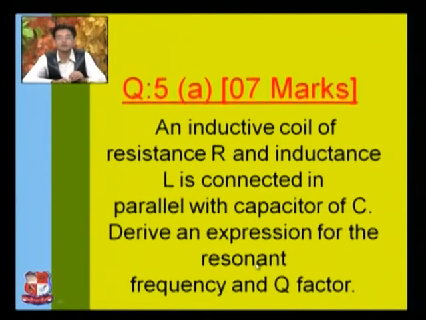Now the next question is: an inductive coil of resistance R and inductance L is to be connected in parallel with a capacitor C. You have to derive the expression for the resonant frequency, and you have to define what is the Q factor. Q factor means quality factor. Okay, so you can see that R and L are again a series connection. They are connected in parallel with a capacitor. So ultimately it is an RLC circuit, right?